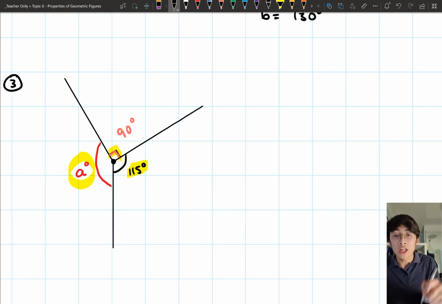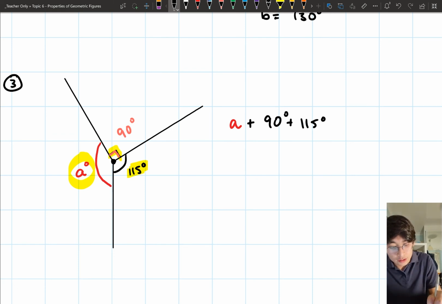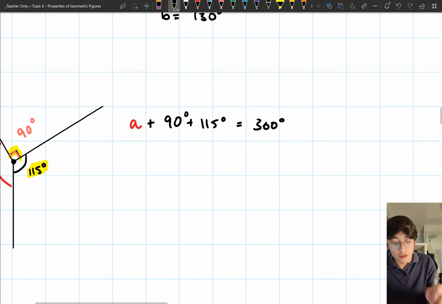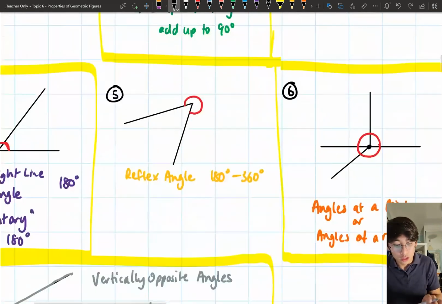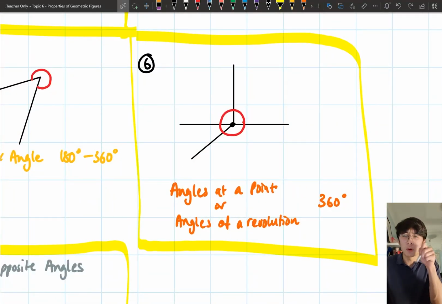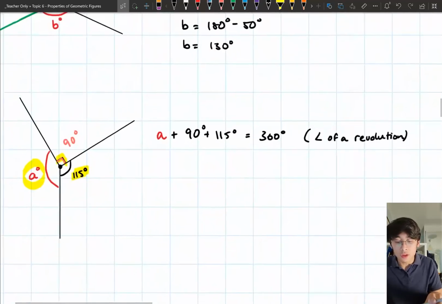So what I'm going to write here is when I add up all these angles, they're going to add up to 360 degrees. So here it is A plus 90 plus 115 degrees is going to equal 360 degrees, because they are angles of a revolution. If we have any angles around one point, they're going to add up to 360 degrees. Once I've done that, I'm going to start to solve for A.